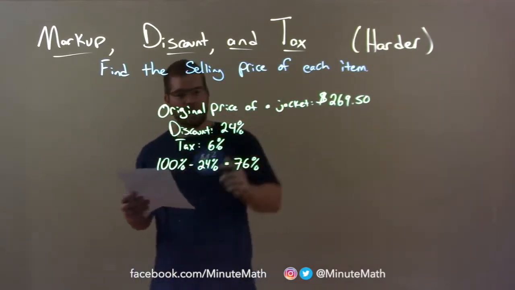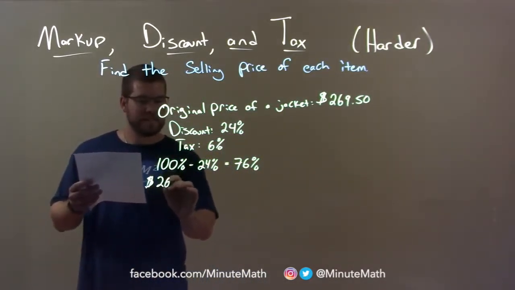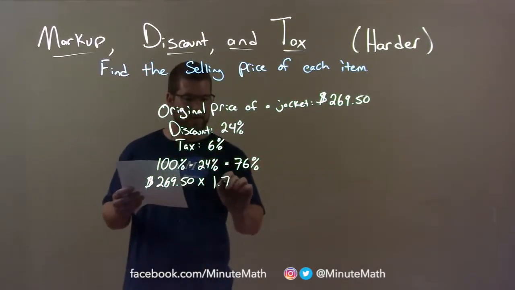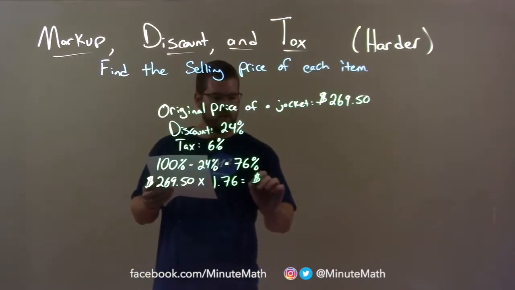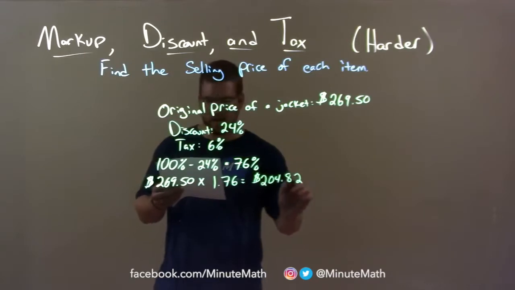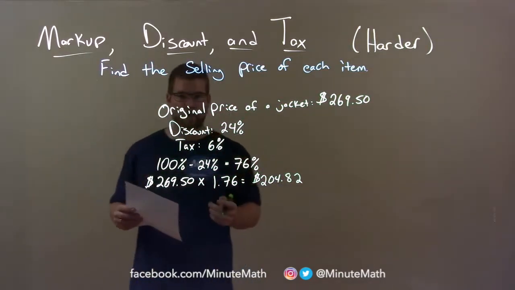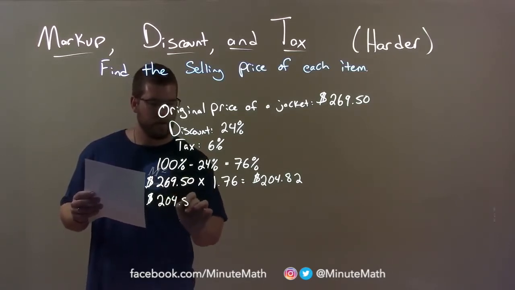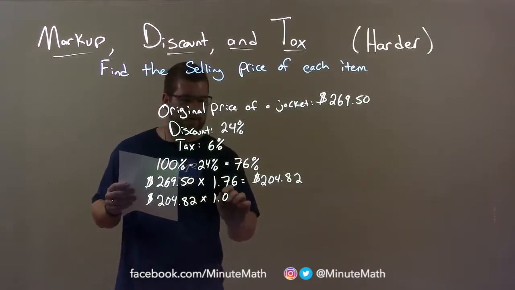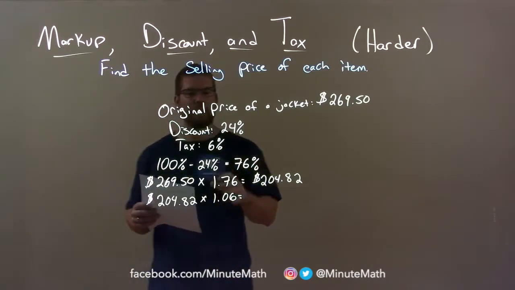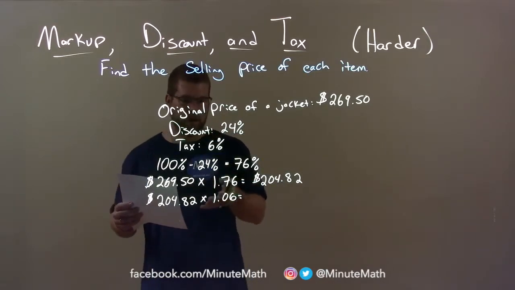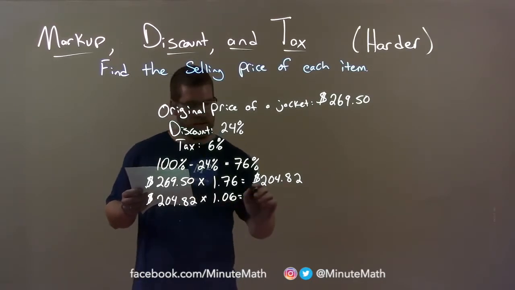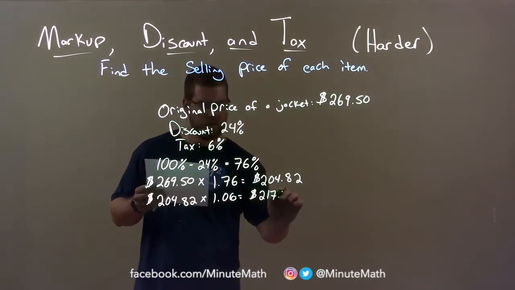So to get that in number terms, we take $269.50 and multiply that by 76% as a decimal, 0.76, and get a value of $204.82. Now we can calculate our tax on that. We take $204.82 and multiply that by 1.06. That represents a 6% tax on the price after discount, which comes out to be $217.11.